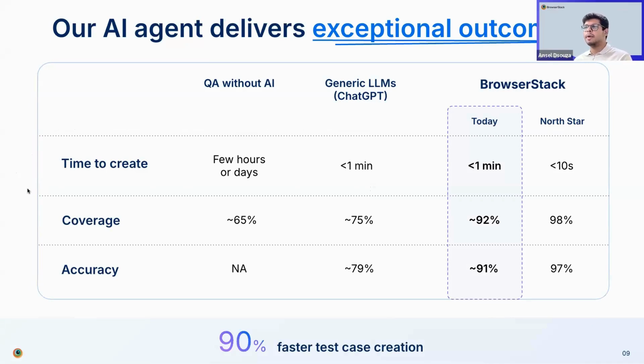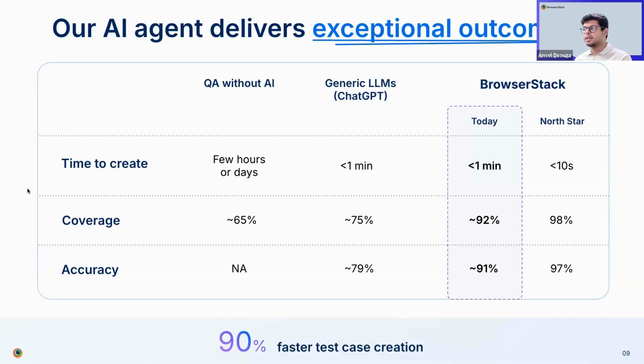As you can see, we've compared a set of QAs without AI, how a generic LLM could also function, and how BrowserStack's agent fared today, giving you an idea of what our North Star is and what we're working towards. What we've seen is the time to create is substantially less with any format of AI as well. With BrowserStack's test management agents, it's less than a minute as well.